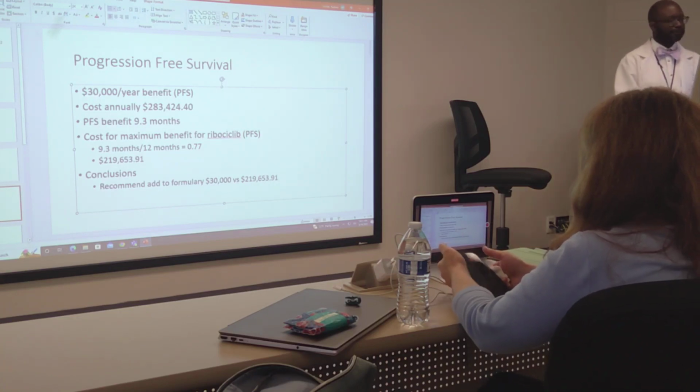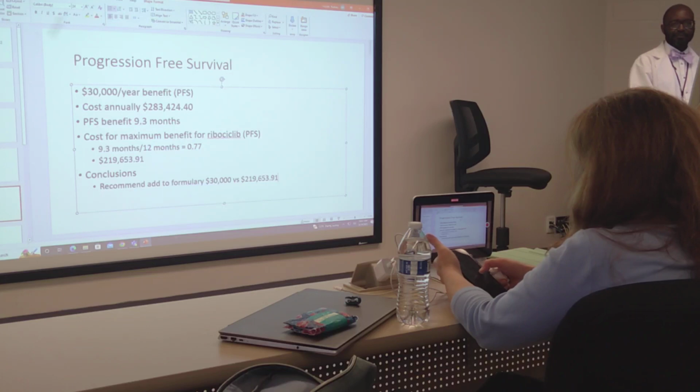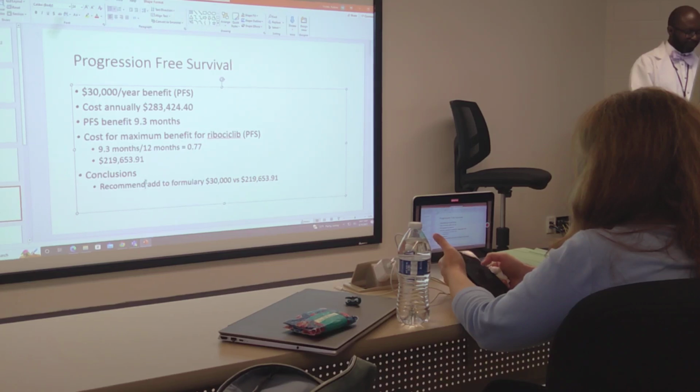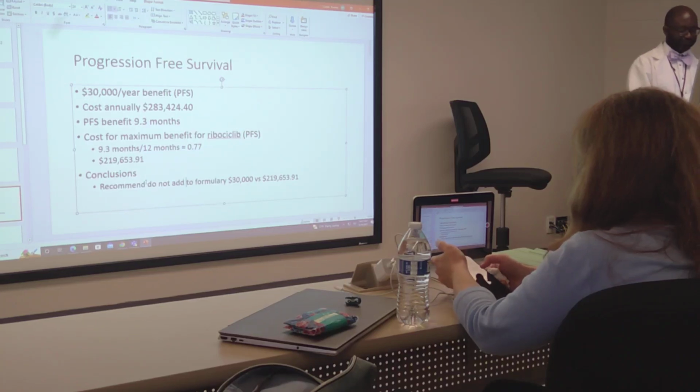No, it's not cost beneficial. You recommend not to add the formula, okay? What about with the unique benefit though? They're still not going to live past the other drugs for the year, or can they also do the same thing?